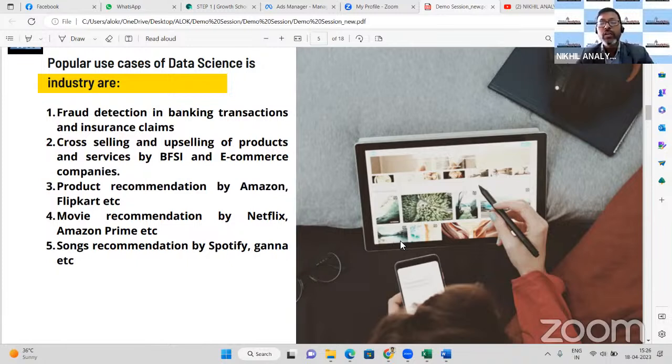All such things require a recommendation system which helps predict what a customer is going to like and buy. If you offer the right product to customers right at the top, the chances of buying will be quite high. And this is done by data scientists. Of course, to do this, they have to use machine learning algorithms as well. Even in banking transactions and insurance claims, we need fraud detection systems which help identify fraudulent transactions or fraudulent insurance claims.